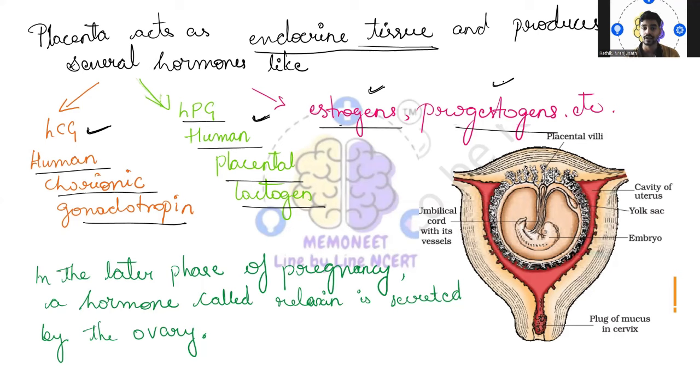Later on, in the later phase of pregnancy, what happens? Another hormone called relaxin is also secreted, but it is not secreted by the placenta. Remember, this is a very, very important thing that we need to remember: relaxin is a hormone produced in the late phase of pregnancy, but it is not produced by the placenta. Rather, it is secreted by the ovary. This is one thing we need to understand.